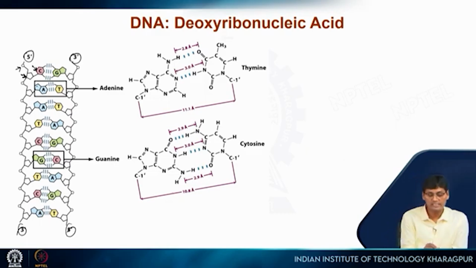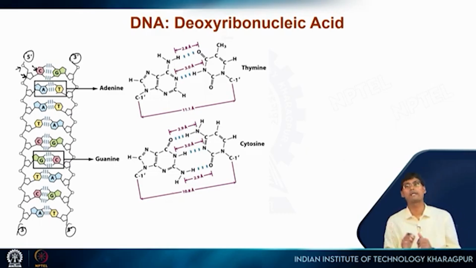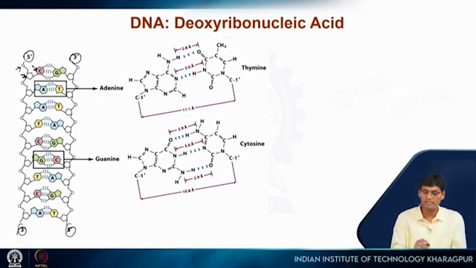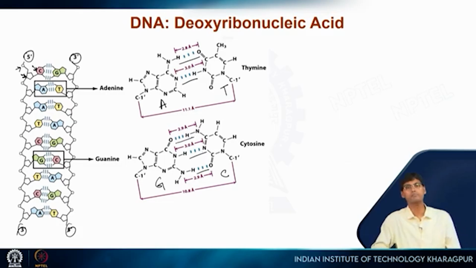And now these bases form specific hydrogen bonds. As I already told you, adenine and thymine form hydrogen bonding, so they have 2 hydrogen bonds here. And in the case of G and C, we have 3 hydrogen bonds, as you can see in this figure. Now this is also very important.